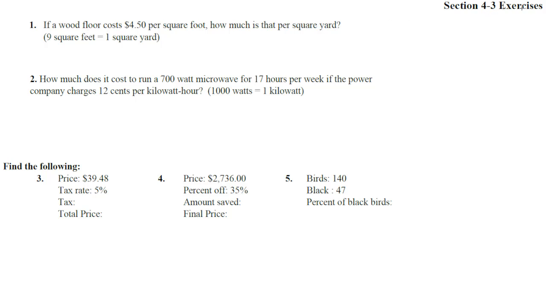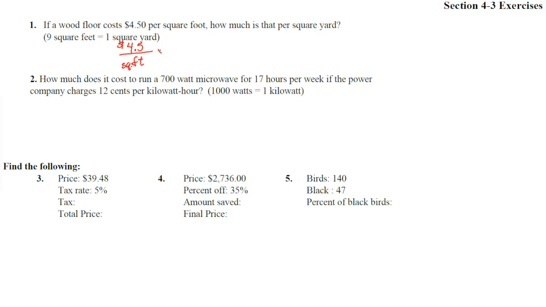Here we are in section 4-3, exercises 1 through 5. Starting off with some word problems. If a wood floor costs $4.50 per square foot, so that would be $4.5 on top per square foot. How much is that per square yard?